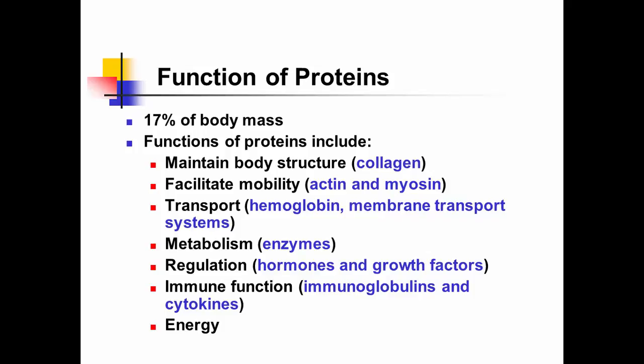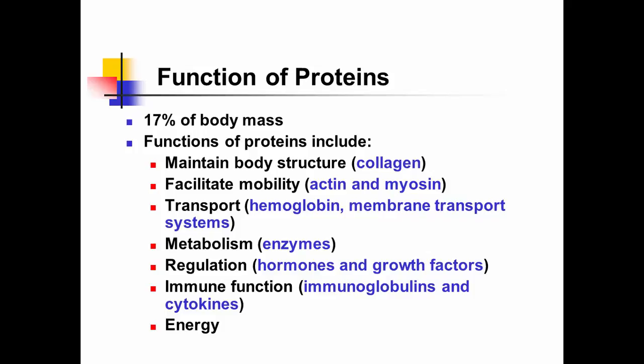For example, in the muscle, actin and myosin are all proteins, right? They're very important. And transport. We know that hemoglobin transports oxygen, and a lot of membrane transport systems like glucose transporters, amino acid transporters, and fatty acid transporters are all proteins, right? So protein is really very important again in metabolism.